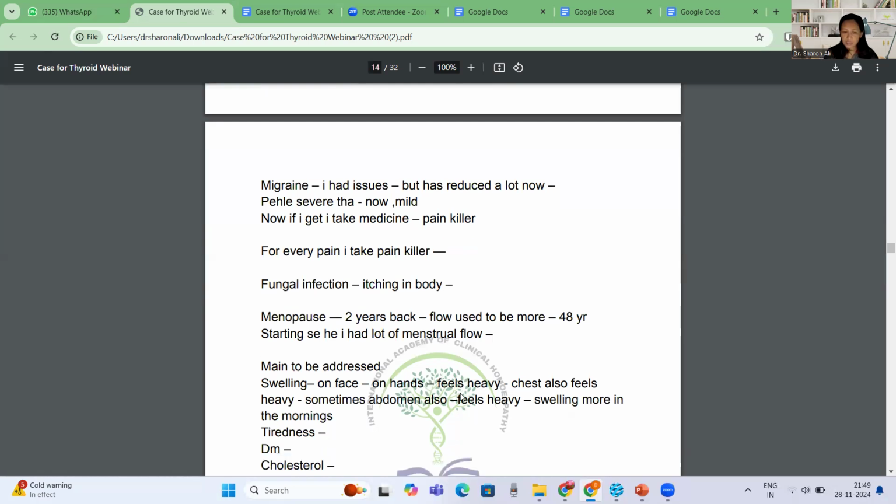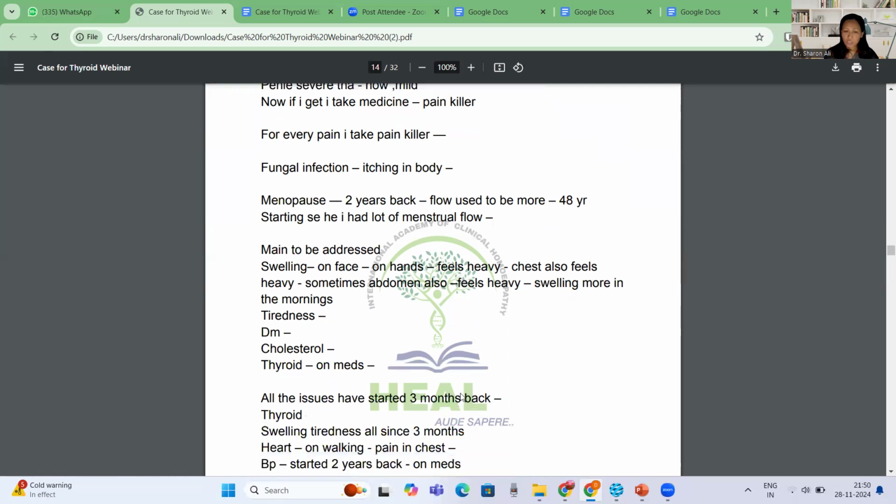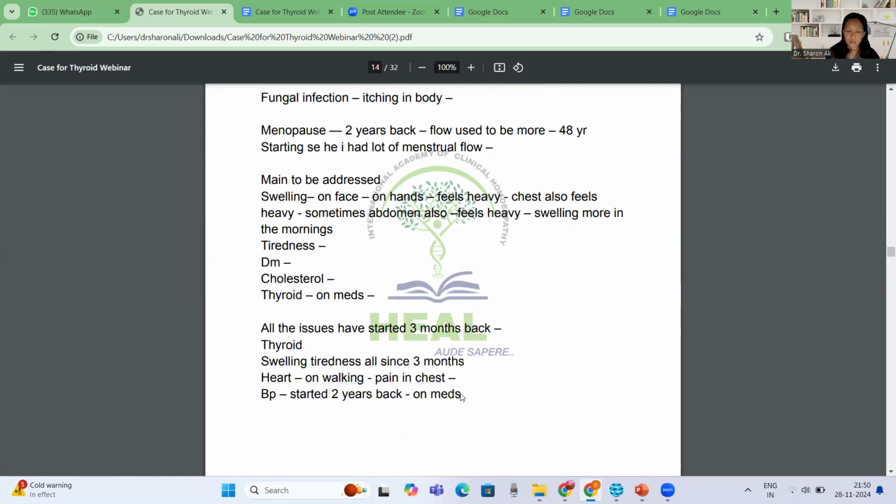Main thing to be addressed is swelling on face and hands, very heavy. Chest also feels heavy. Sometimes abdomen is also heavy. Swelling more in the morning. Tiredness, diabetes, cholesterol, thyroid medication on meds. All these issues started 3 months back. Thyroid, swelling, tiredness, all since 3 months. Heart on waking, pain in the chest, blood pressure since 2 years.